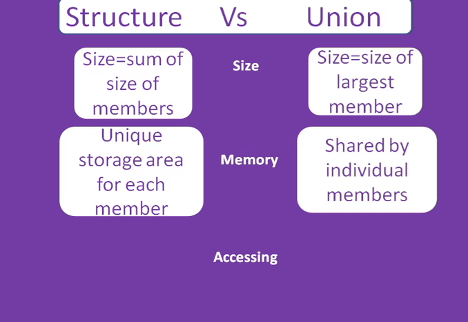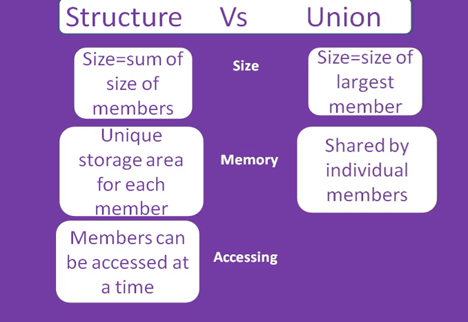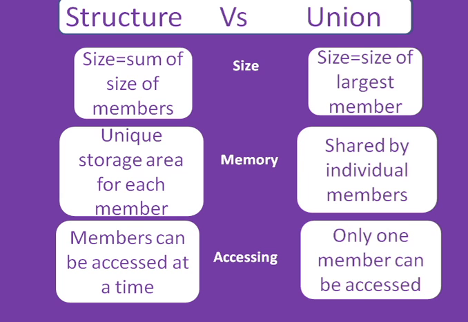Next, accessing. How can we access a structure? Here the members can be accessed at a time. Whatever members are available in the structure, all the members are accessed at a time. But in case of union, you can access only one member at a time. Even though we have more than one member, you can access only one member at a time. So these are the main differences between structure and union.